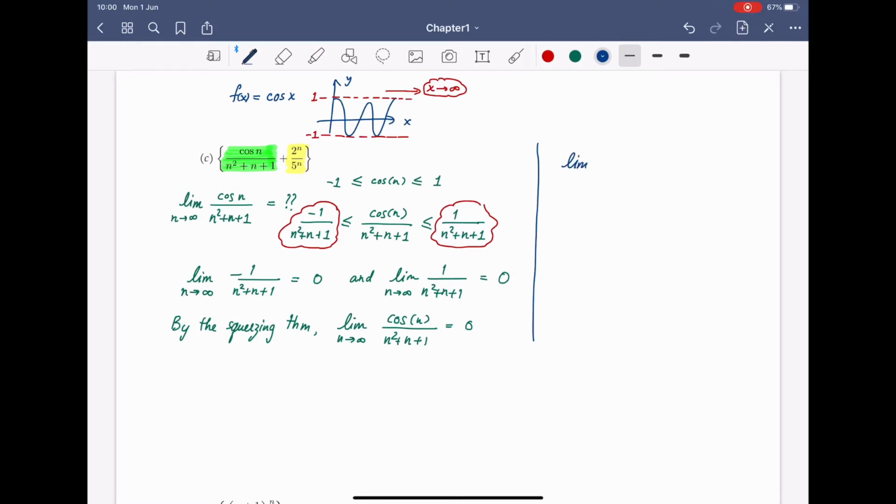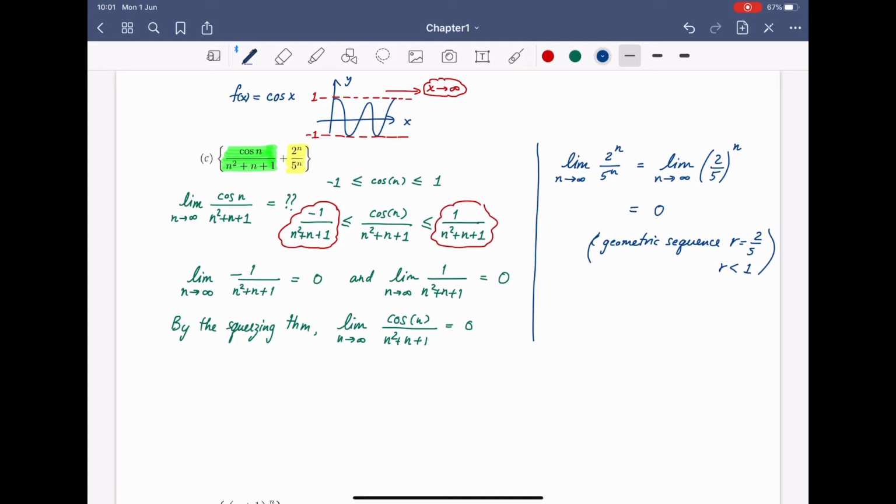So we have the limit of 2 to the n over 5 to the n when n goes to infinity. And this is super easy. I just need to simplify it. So I have the limit of 2/5 raised to the n power. And this thing is a geometric sequence. So this is 0, because this is a geometric sequence with r equal to 2 over 5, and that is less than 1, so the limit is equal to 0.